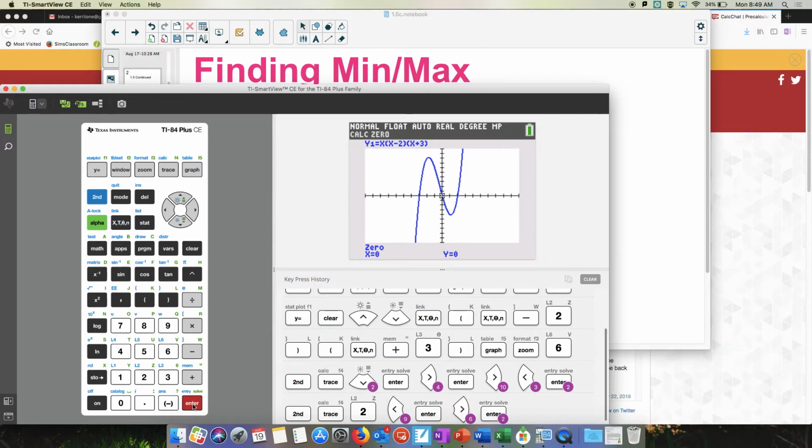So second calculate, and you want to choose 0. And then on an x-intercept, it's going to ask you the same thing. Left bound, right bound, and guess. So you want to go to the left and to the right again of the intercept. Sorry. Okay, if you borrowed my calculator, please put it back.